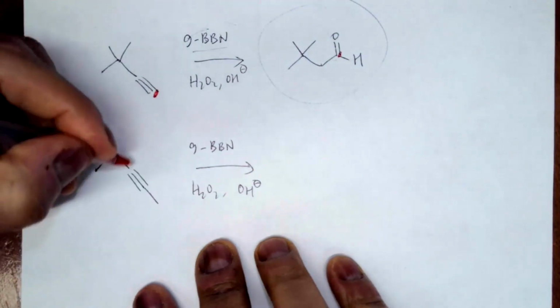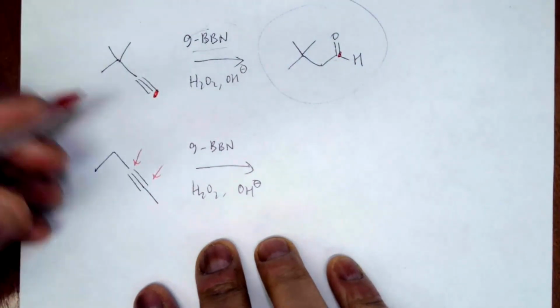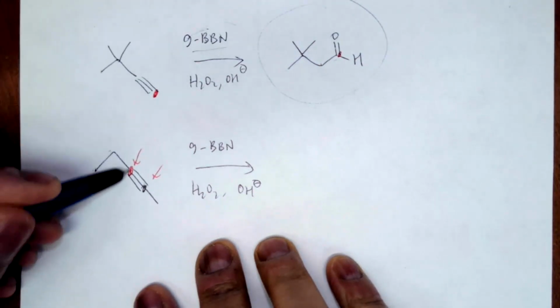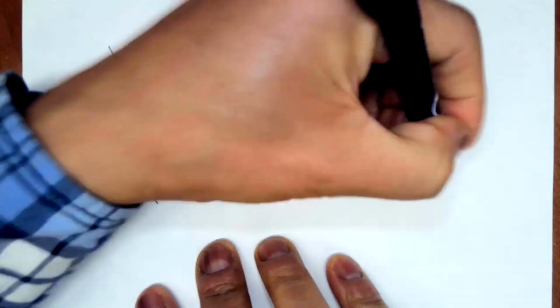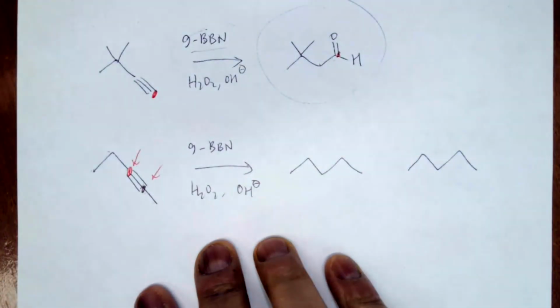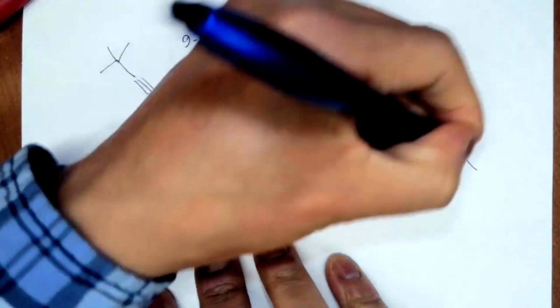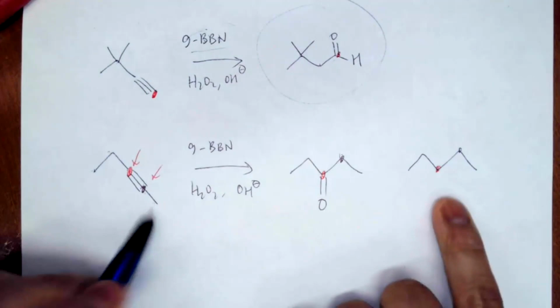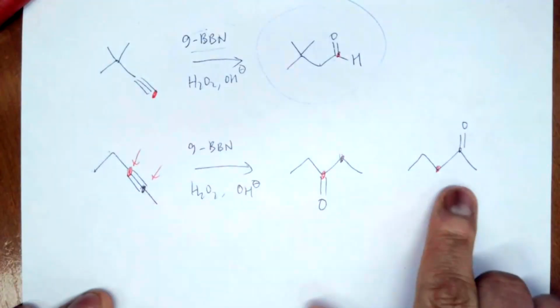Okay. Anti-Markovnikov here, anti-Markovnikov here, in red and in black. 1, 2, 3, 4, 5 carbons. 1, 2, 3 red, 1, 4 black. Okay. Double O on red, double O on black, 2 ketones.